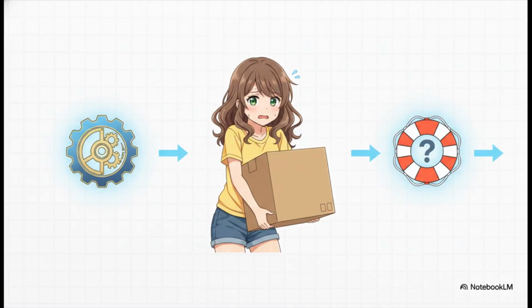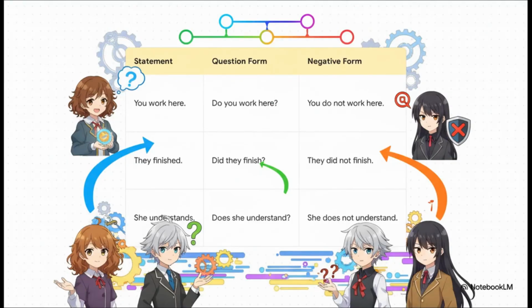Does she need help? See, it follows the recipe perfectly. Helper verb, does. Subject, she. And the base verb, need. It's clean, it's simple, and you know what? It's always going to be correct. Now this is where you can really see the power of the system. Look how a basic statement like, you work here, changes. To make it a question, boom, just pop do at the front. To make it negative, you just slide in do not. The rest of the sentence barely even moves.